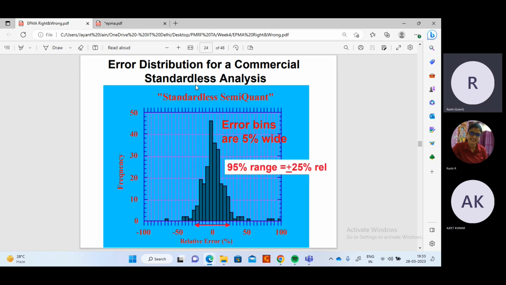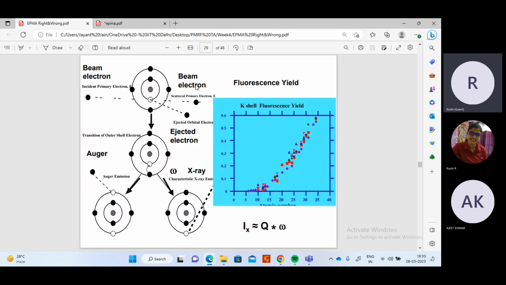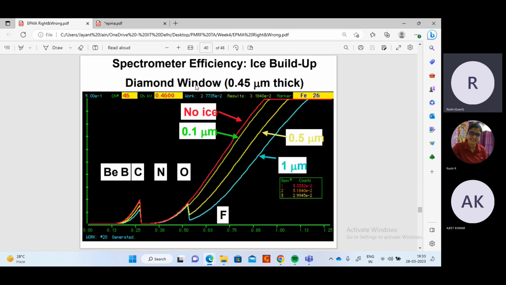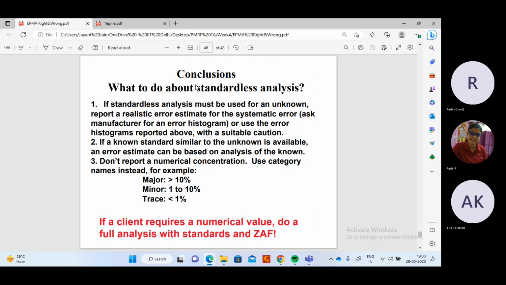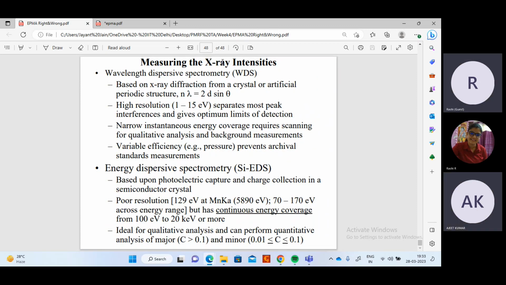The PPT which I got, you can go through it. I'll share this also. It has nice slides. I wanted to discuss the last couple of slides. One slide: the difference between EDAX and WDS.